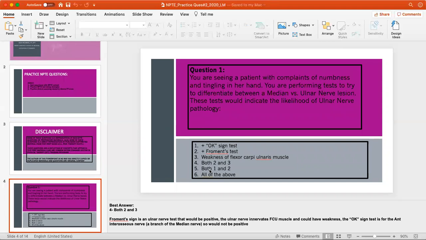All right, so first practice question. Question number one, you're seeing a patient with complaints of numbness and tingling in her hand, and you're performing tests to try to differentiate between a median and an ulnar nerve lesion. So these particular tests would indicate the likelihood of an ulnar nerve lesion or ulnar nerve pathology. Number one, the OK sign test. Two, the Froment's test. Three, weakness of flexor carpi ulnaris muscle. Four, both 2 and 3, so positive Froment's and weakness, or five, both 1 and 2, so positive OK sign, Froment.